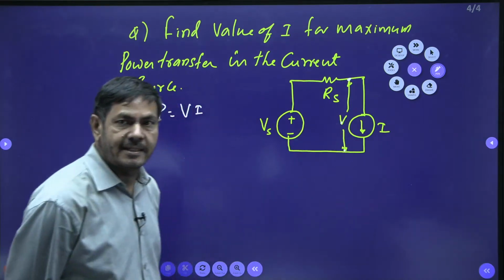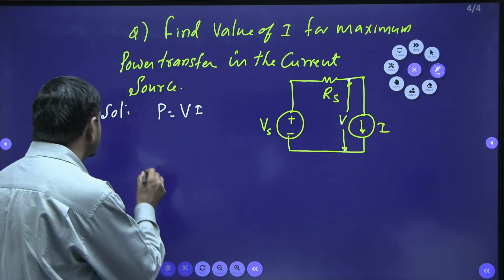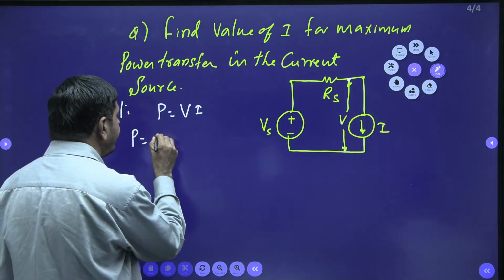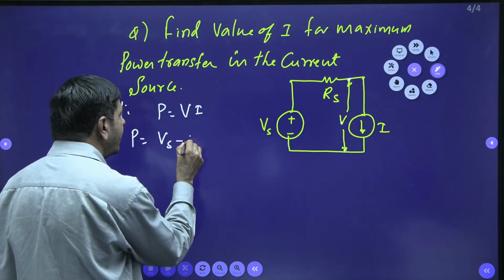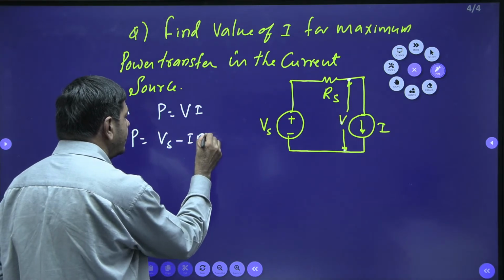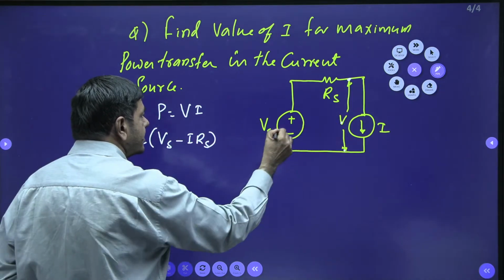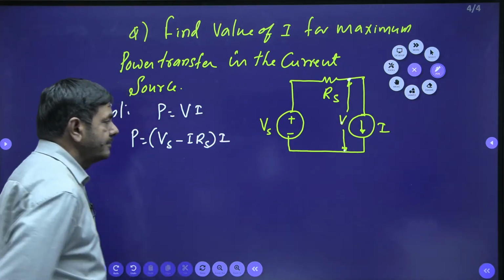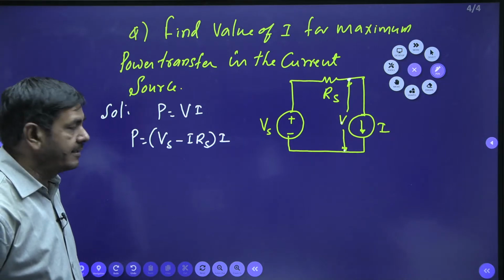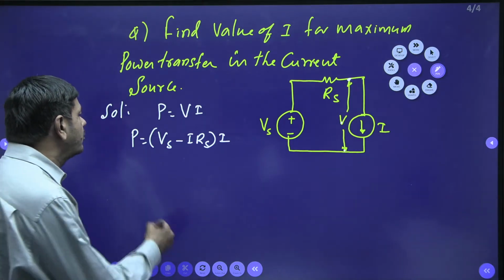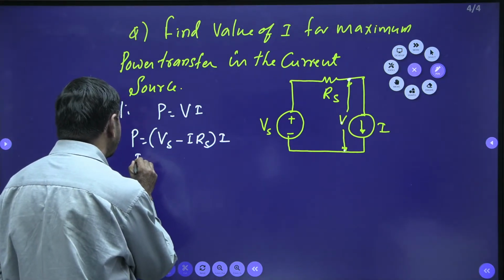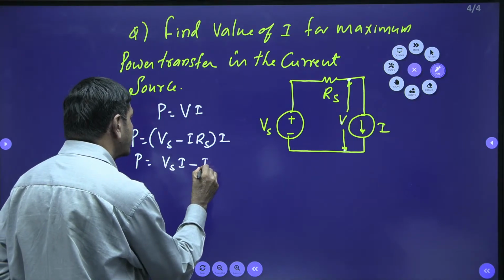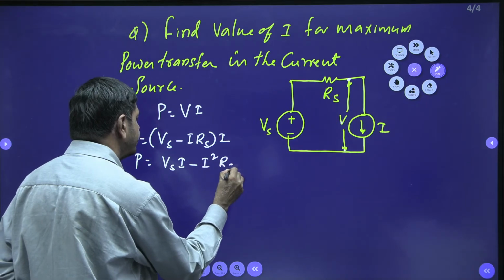I substitute here: voltage is Vs minus I into Rs. This is the V, and this minus this is multiplied by I. I have taken the current I as it is, but I would like to multiply by this I. If I multiply, I get Vs into I minus I square into Rs.